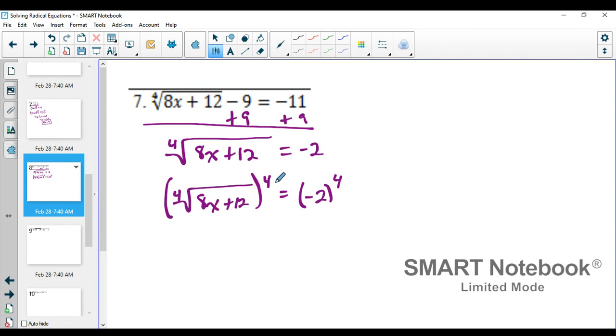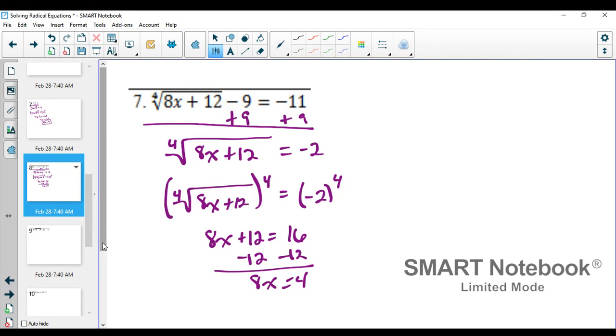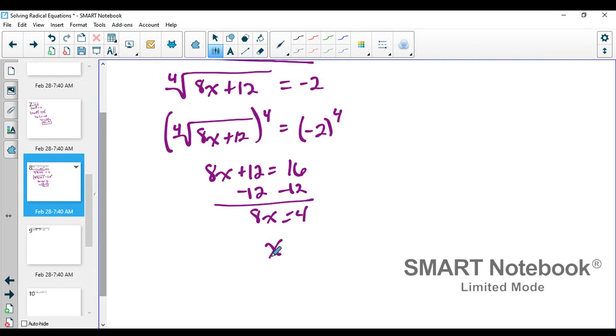And now the 4th root and the 4th power cancel, and we're left with 8x plus 12. And then -2 to the 4th power is 16. And now we're going to solve this equation. So we're going to subtract 12 from both sides. So we have 8x equals 4. Divide by 8, which means x equals 1/2. And that is our final answer.